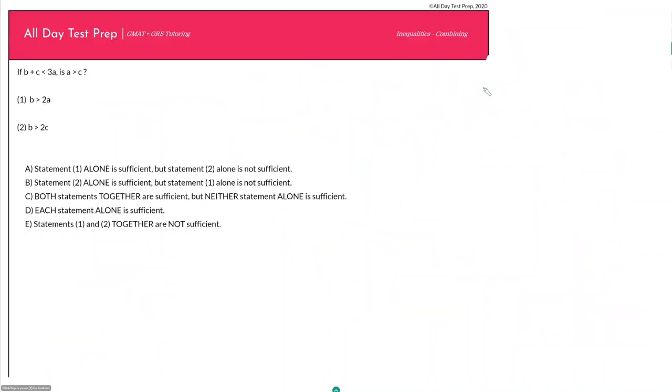Let's do a quick problem showing this. If b plus c is less than 3a, is a greater than c? So we are given this inequality here, meaning this is a universal inequality. It applies to both of our statements. And so before we even look at each of our statements, we are given this inequality here: b plus c is less than 3a. So if they're asking us, is a greater than c, really they're just asking us about a and c.